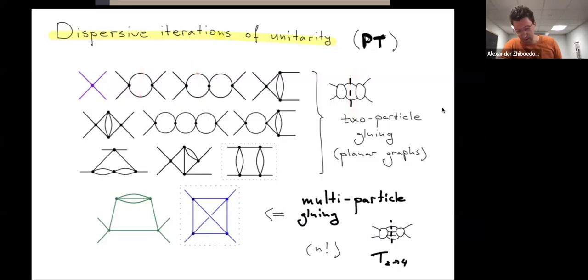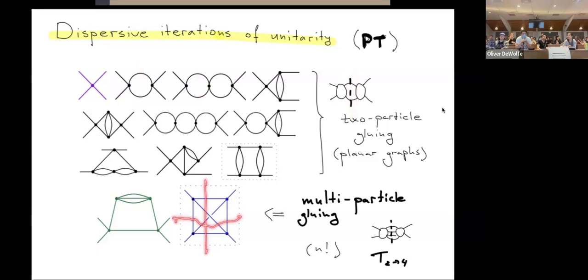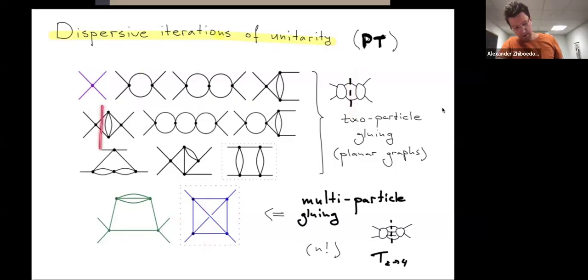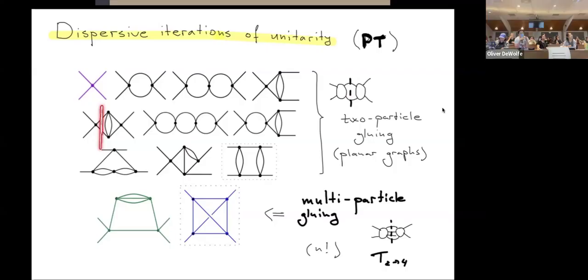But then at three loops, we encountered these graphs where you can see that... Sorry, can I interrupt really quickly? Sure. So the claim about the 2-particle gluing, something that I was confused about yesterday, but it came up again now, I guess, is that the diagram on the second row on the far left has 4-particle cuts as well. So does that not also come from multi-particle gluing or no?